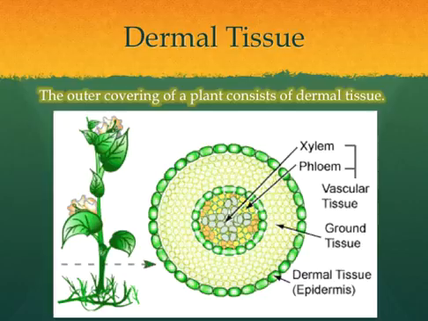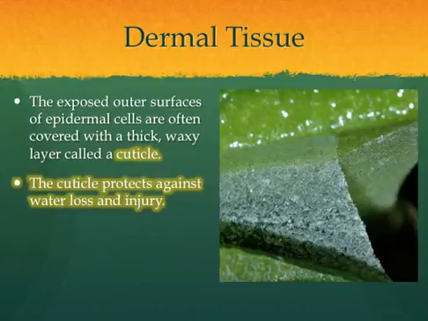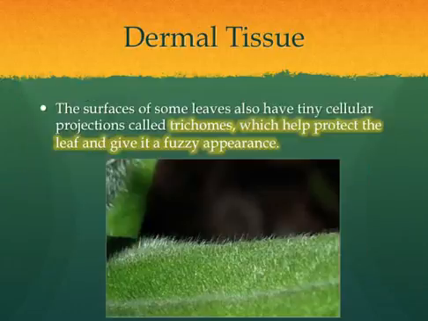The outer covering of a plant consists of dermal tissue. Dermal tissue consists of a single layer of epidermal cells. The exposed outer surfaces of epidermal cells are often covered with a thick, waxy layer called a cuticle. The cuticle protects against water loss and injury. The cuticle is non-living, meaning it is not alive and is not made of cells. It covers the epidermal cells and protects them.